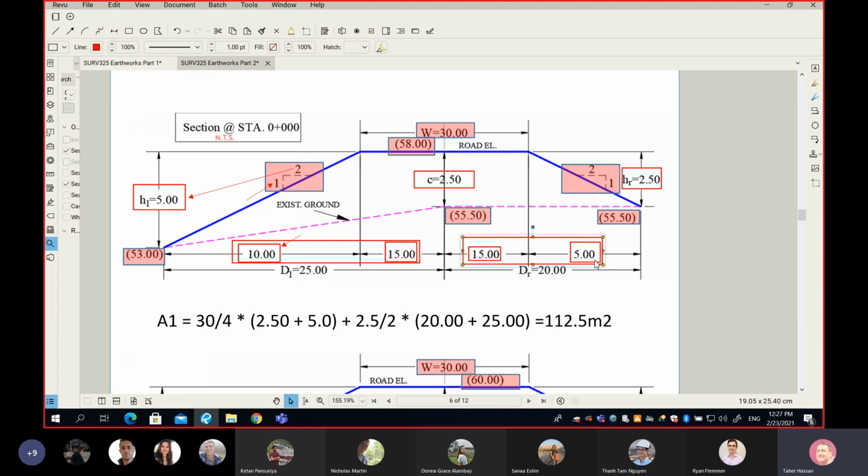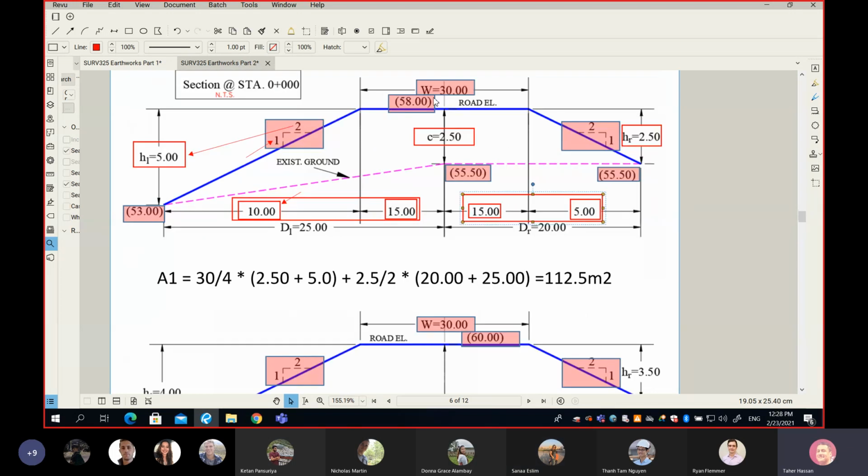I'm asking you, are we ready now to find the cross-section area, given that we found C, HL, HR, DL, DR? Are we ready to find the area? Yes. So you can see it's W over 4, 30 over 4, HL plus HR, and then C over 2 multiplied by DL plus DR.